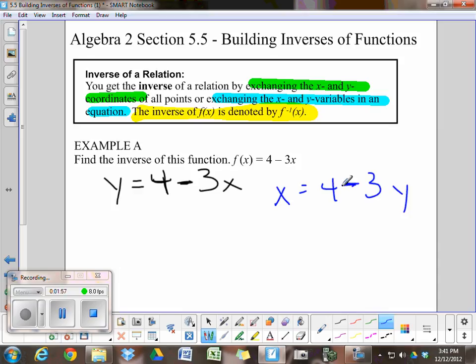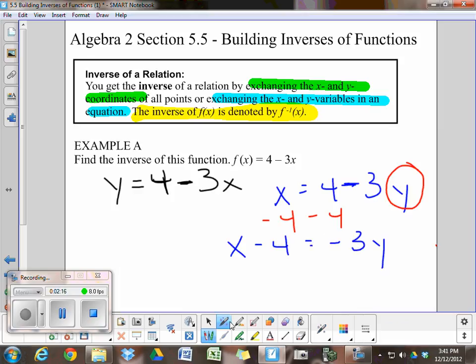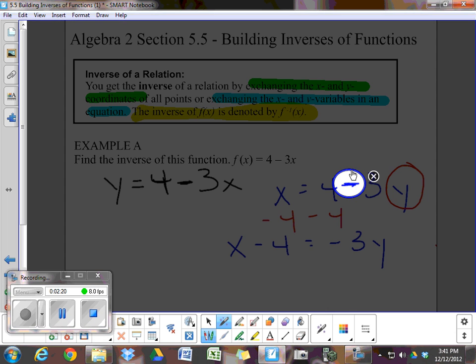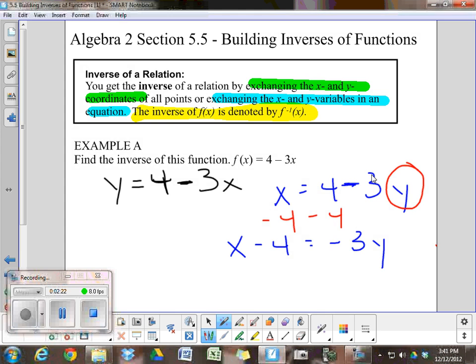Then we're going to try to isolate the variable y. So we're going to work backwards to get that y by itself. So I'm going to take away 4 from both sides. And we get x minus 4 equals negative 3y. Notice I did not add 4 to both sides.